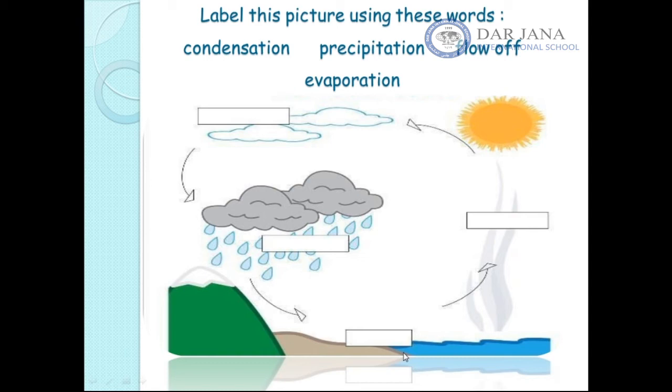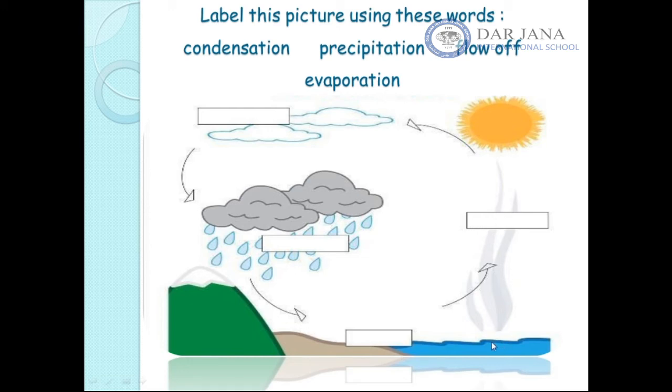So this is the water cycle. As you can see, the water cycle is like a circle. It's continuous. It never stops simply because we have the sun. And because of the sun, we have the water cycle. So let's see now. Step number 1.